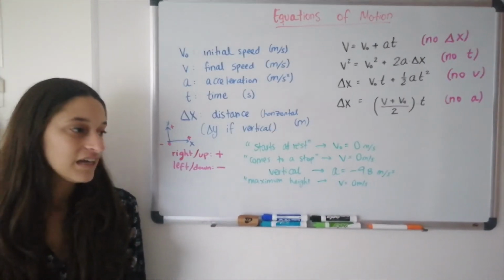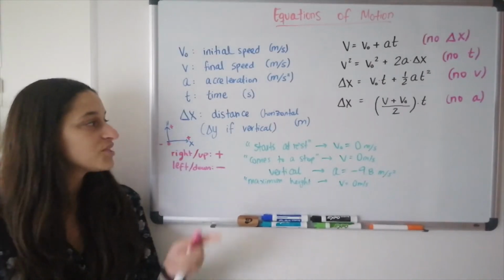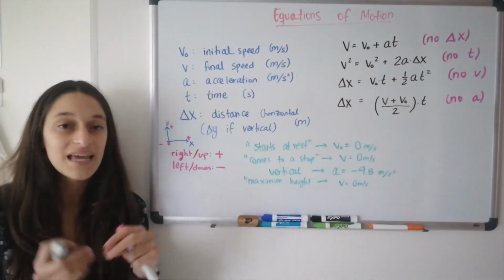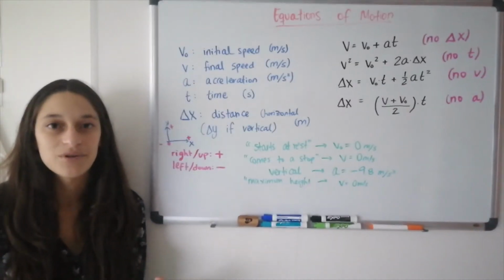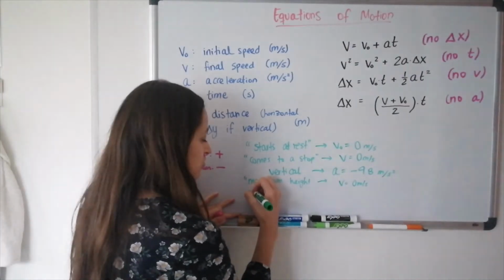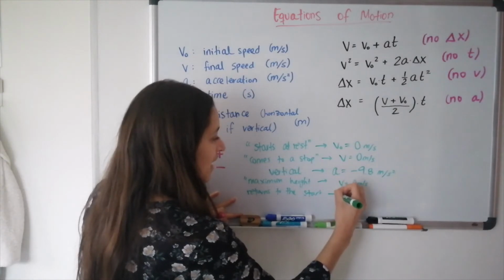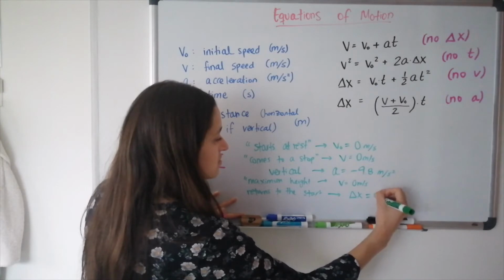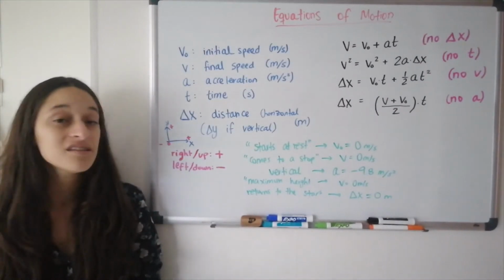And finally, if an object comes back to its original position, it won't have any displacement. It will begin and end at the same point. So that change in position will be 0. So if it returns to the start, what we have is that there is no delta x, so delta x is 0 meters. Right, so these are our 5 hints. And that's it for the theory.